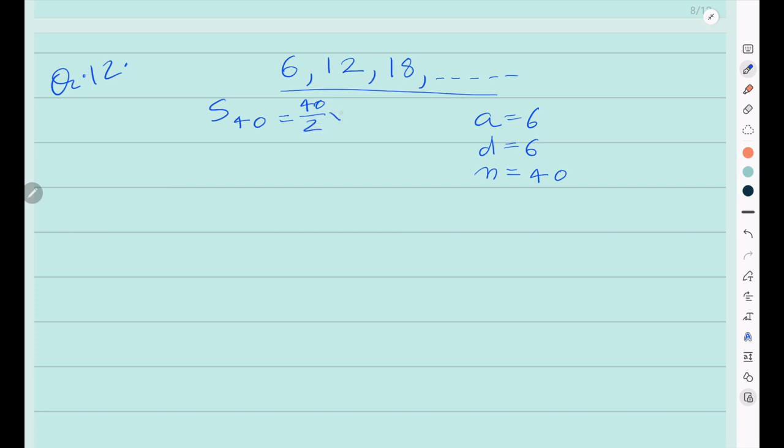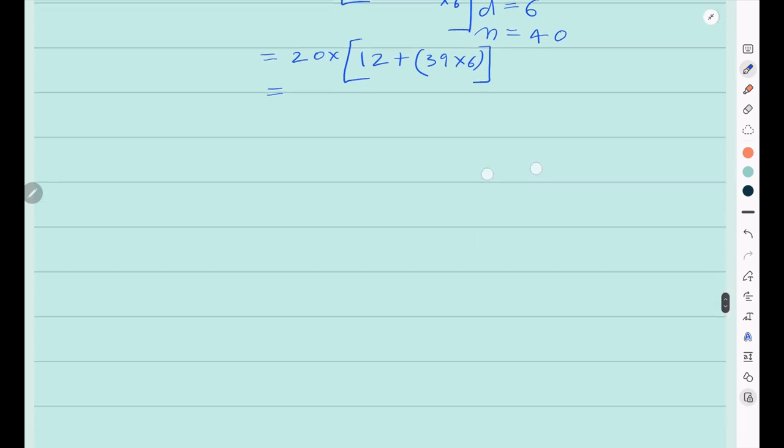S40 is n divided by 2 multiplied by 2 times a plus n minus 1, that is 40 minus 1, times d, which is 6, isn't it? So it's 20 times 12 plus 39 into 6. So that will be the answer. You can just very well find out what the answer is. Okay, let us take the next question.